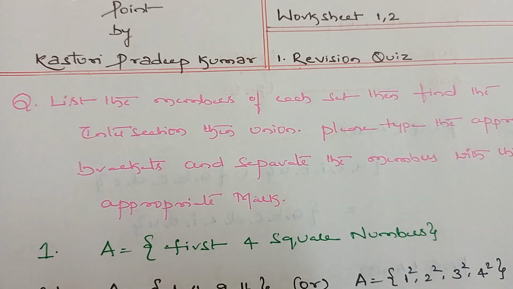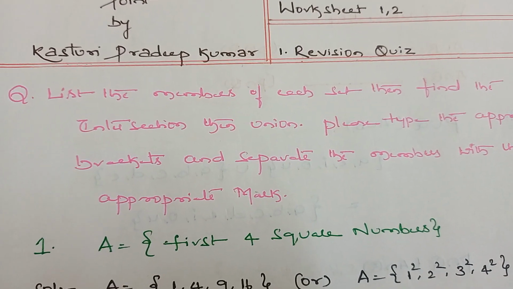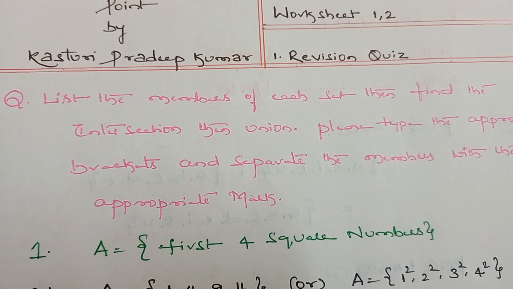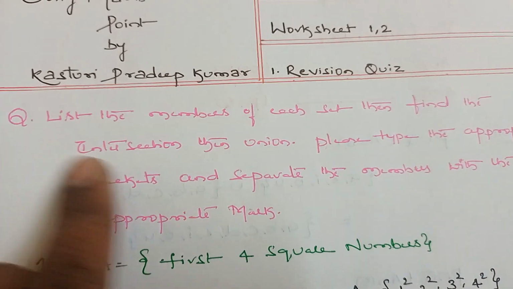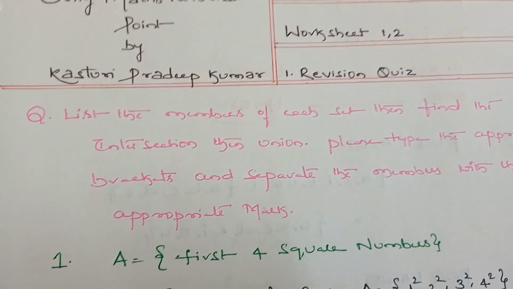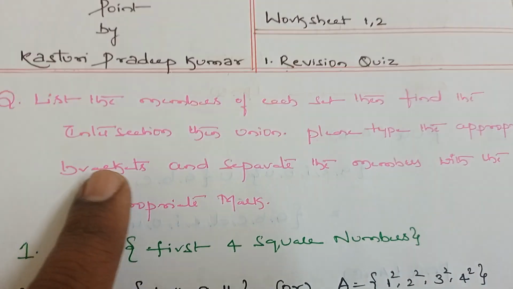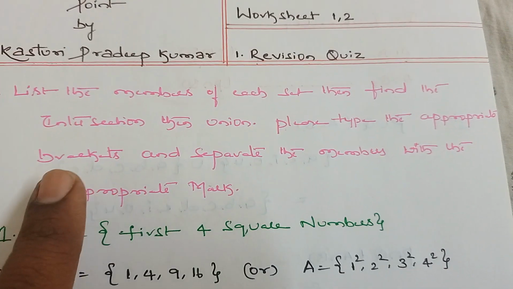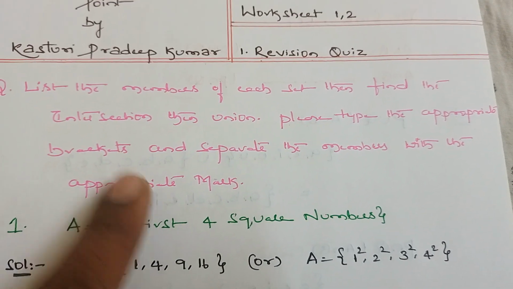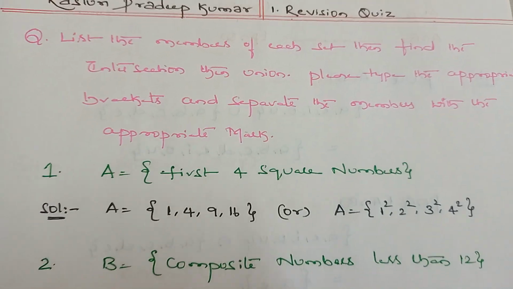So I gave 3 worksheets. In that, the first one I am skipping, so I gave solutions of the second worksheet and the third worksheet. The second worksheet name is the revision quiz. So what is the question? List the members of each set, then find the intersection, then union. Please type the appropriate brackets and separate the members with the appropriate mark.